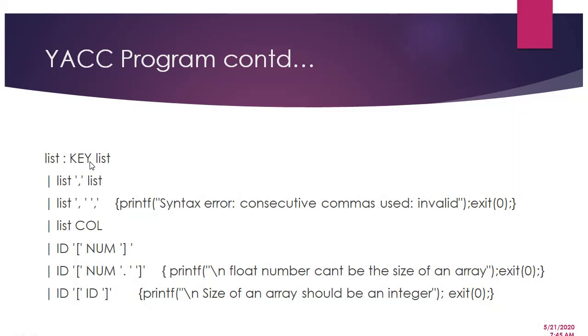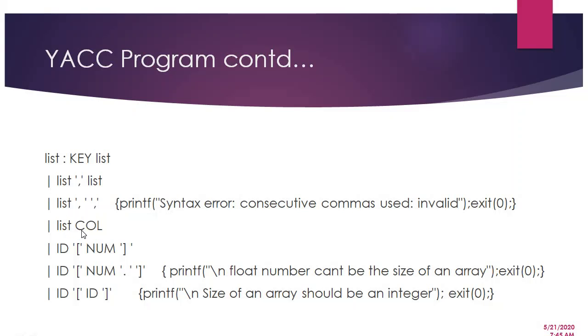A declarative statement has to be like int A or int A of 10. So it can be key followed by the list of identifiers. List can be list comma list also. Both are valid. Int A is valid, and int A comma A is also valid. But if you have A followed by more than one comma, it should be a syntax error. Consecutive commas used, it is invalid. That is the error message you are going to report to the user.